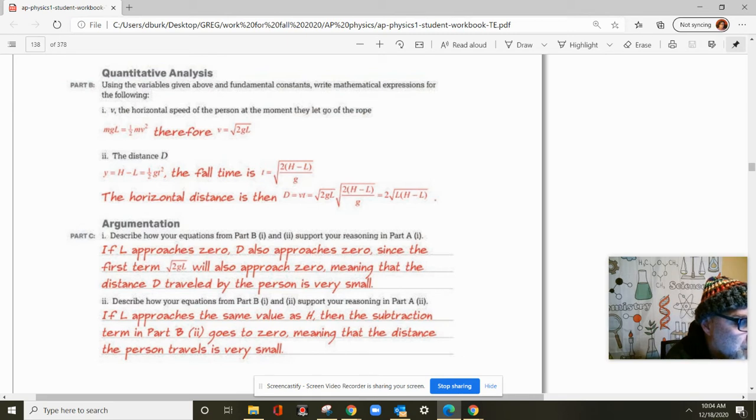And when you multiply roots together, we can take the square root of 2 times the square root of 2 out and make it 2. And looks like the g is going to cancel the g. And we're going to have L times quantity H minus L, or HL minus L squared.